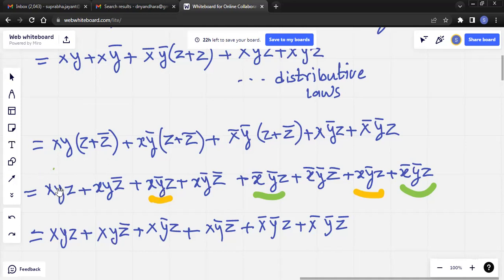So see, this xyz I have taken plus xyz bar I have taken. This instead of writing twice, we are writing only once, plus xy bar z bar, plus this is again twice, that we will write only once, and this term we have taken. These terms were repeated, so we are not taking them again. So this is nothing but the DNF.